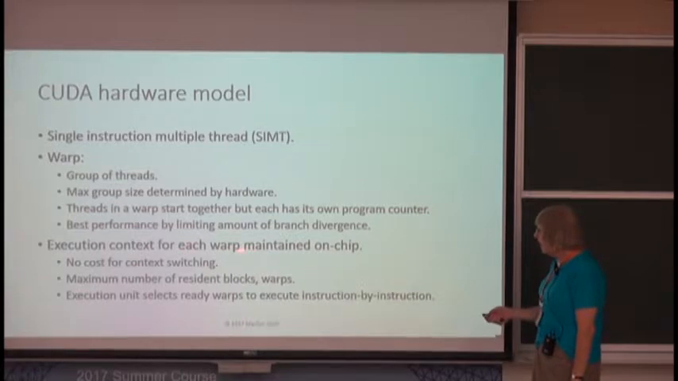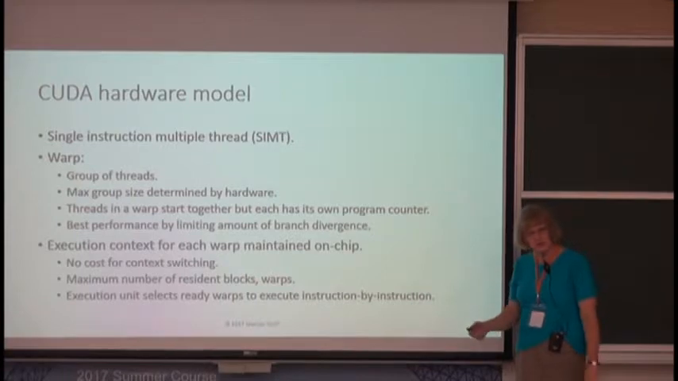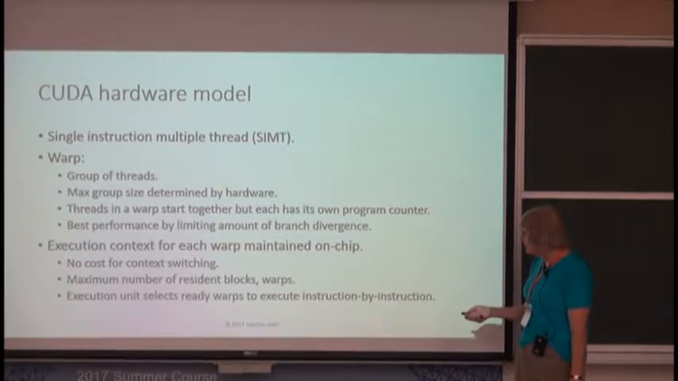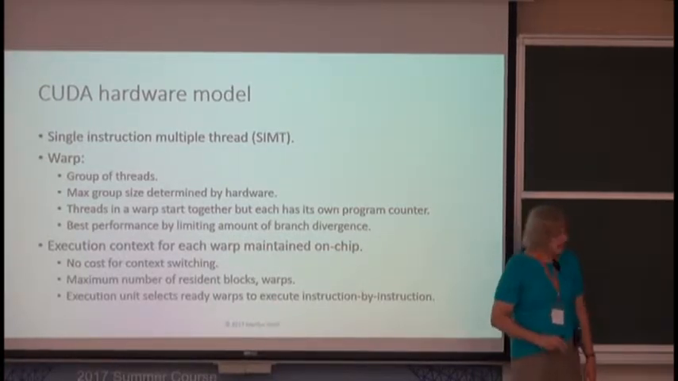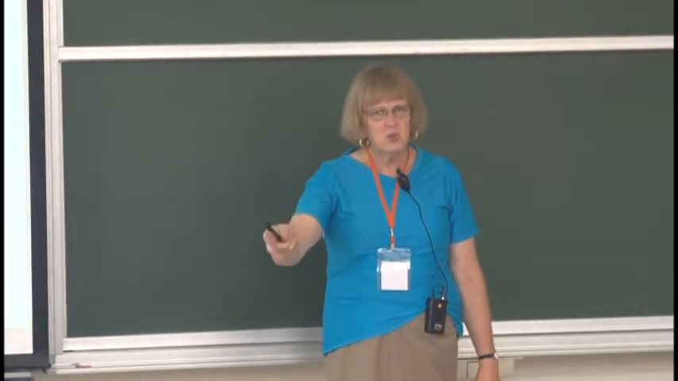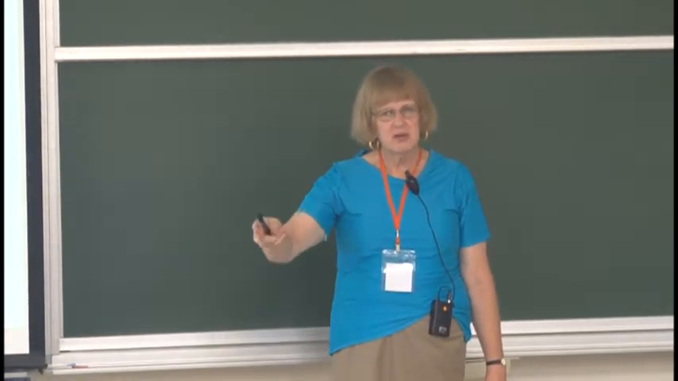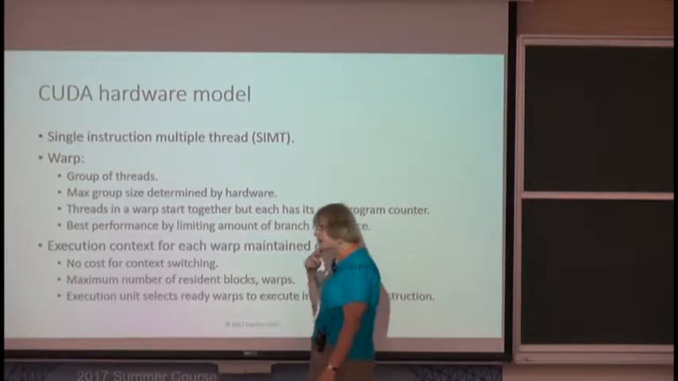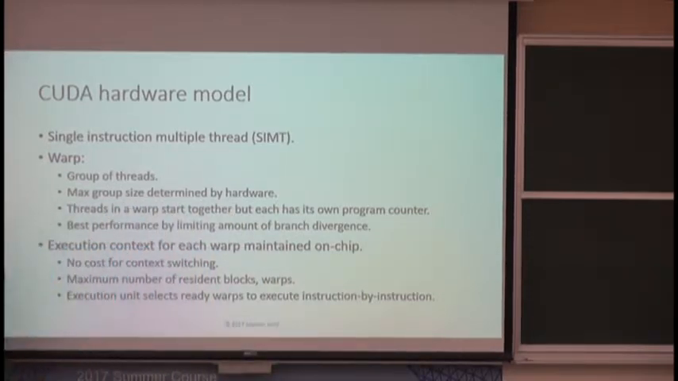Each warp needs context, the program counters and all the different things to know its state of execution. That context is maintained on chip. That means that you can switch between contexts very, very quickly. So this is somewhat like multi-threading on CPUs, designed for very low-cost switching. It's unlike switching between threads in an operating system, which is more expensive. This is hardware-supported multi-threading.